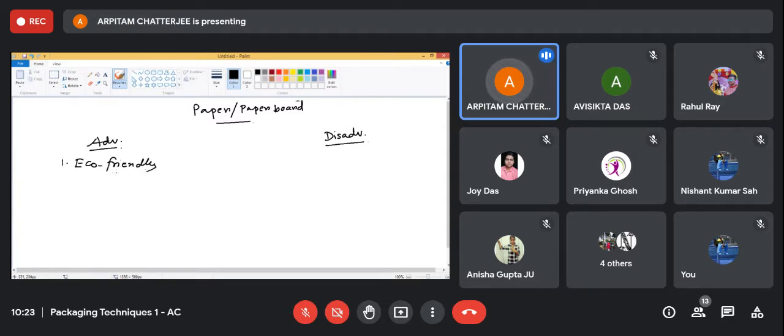And how does this eco-friendliness help in packaging? Sir, pollution will be less if we use this type of packet, because we throw the packet away. Yeah, basically it is easy to dispose. Once you dispose of it after using, the disposal does not create a lot of environmental problems. So that is why it is advantageous. What is next? Cheap.